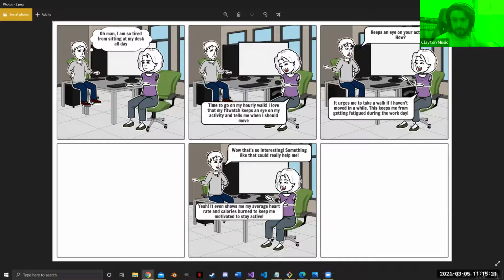And so that's G3 in this slide right here. The timing of services is based on context. So essentially when she hasn't been moving in a long time, it alerts.